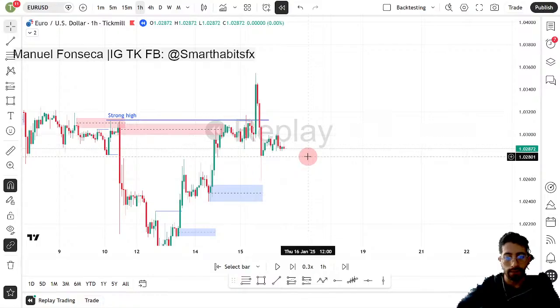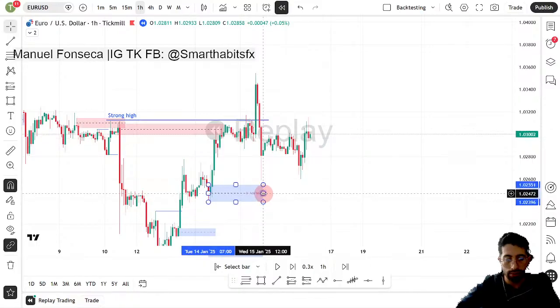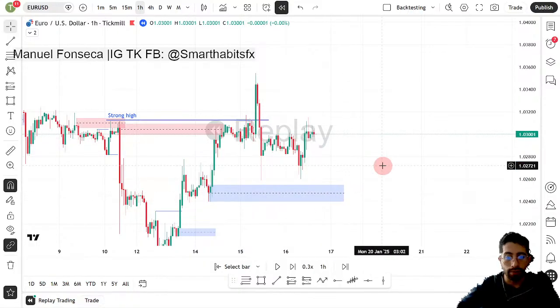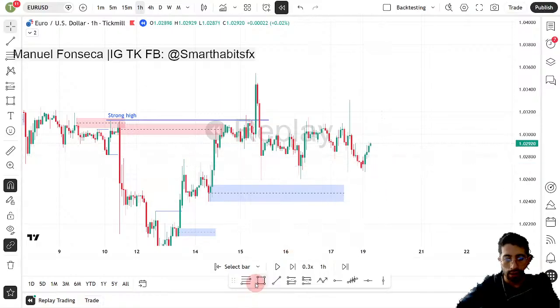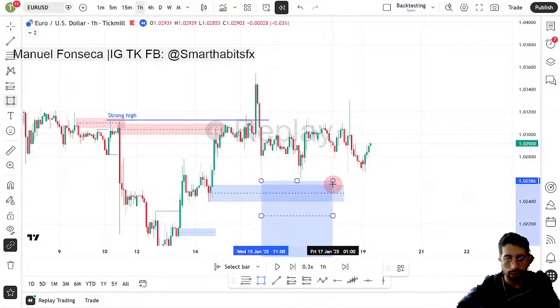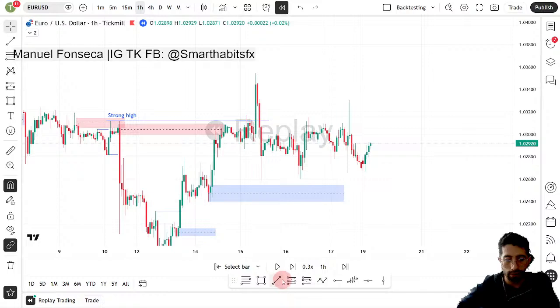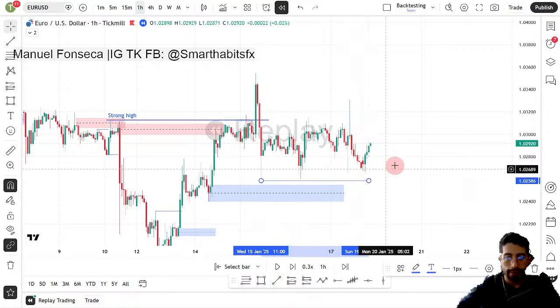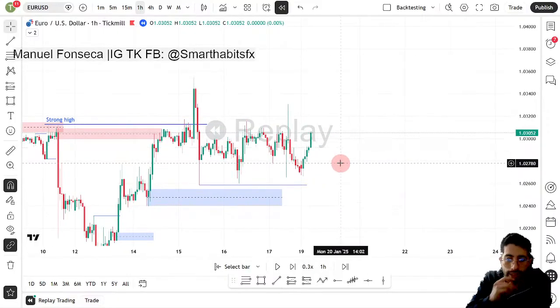Okay, let's keep waiting. Let's keep waiting. We need a break of the structure, a very evident, clear break of structure. Waiting. Let's wait for it, my friends. Liquidity sweep? No, not yet. Wait. All right, let's see. Let's see.